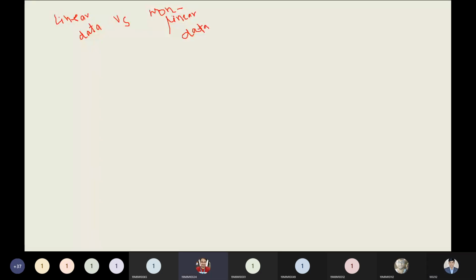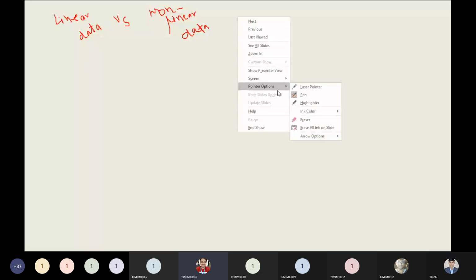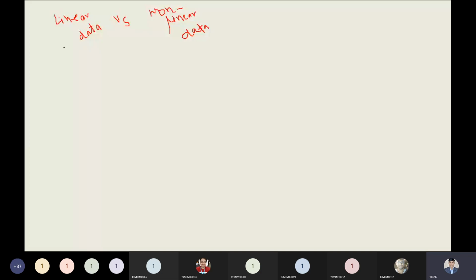Yes, tell me. In linear data, the data is stored in a sequential manner. Okay, that is the point. Any other student? Any other student? Please tell me.